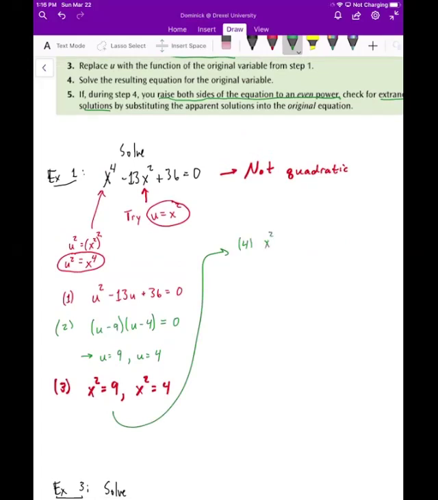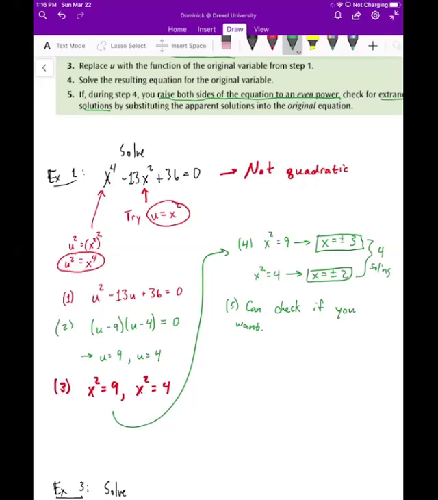So if we solve x squared is equal to 9, that would be square root both sides, and you get x is equal to plus or minus 3. And of course, x squared is equal to 4 does something similar, except we get x is plus or minus 2. Now, I didn't raise both sides to an even power here, so I know that both of these answers for each equation are valid. So step 5, you don't need to check, but you can check if you want. But these are going to be your 4 solutions for x.